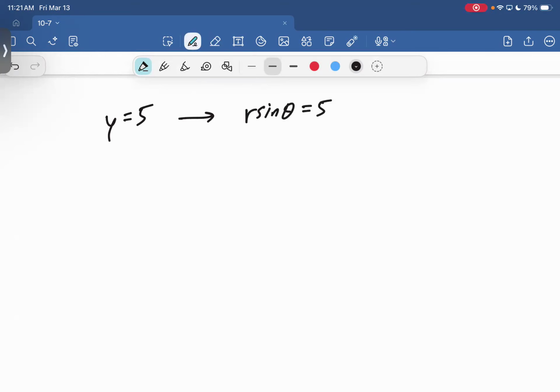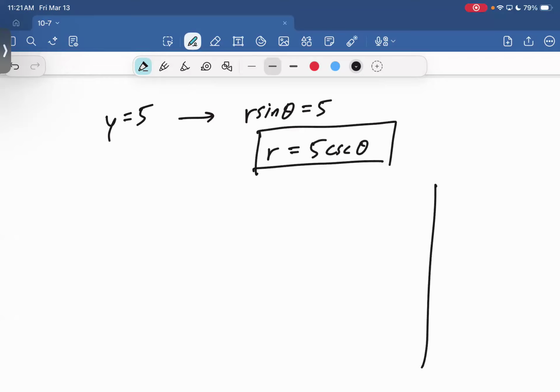And then we'll try to isolate each variable to each side, divide both sides by sine theta, which gives us r equals 5 cosecant theta. And that would be our polar equation. And the graph of this polar equation would just be y equals 5. Okay.